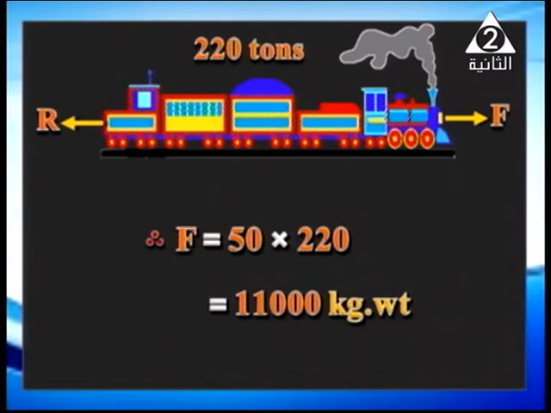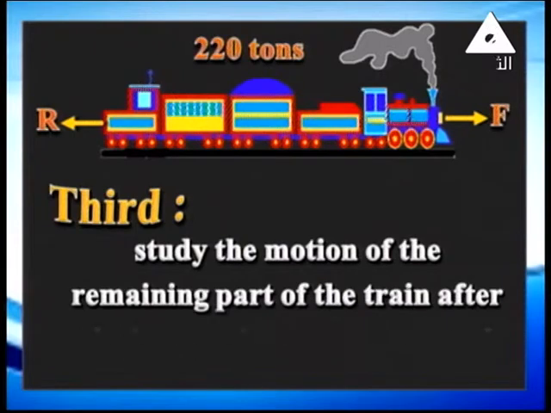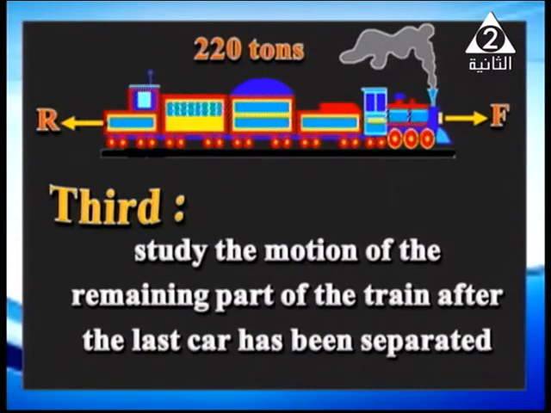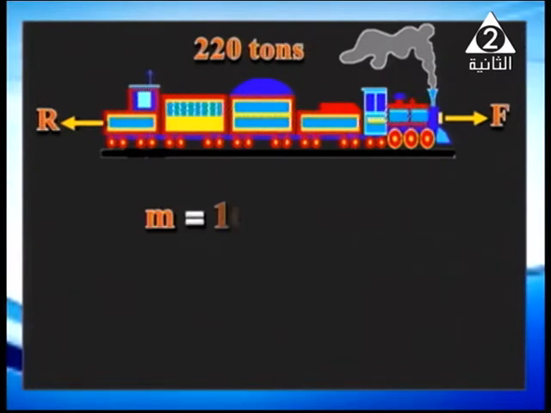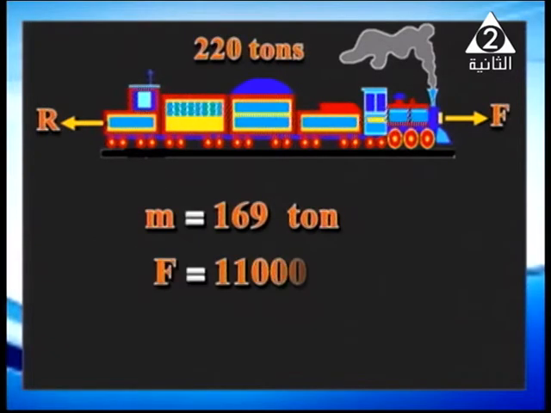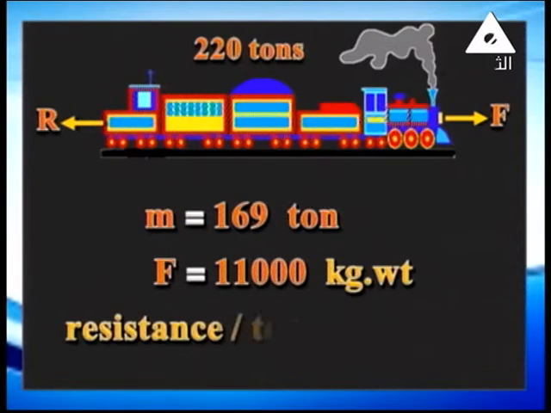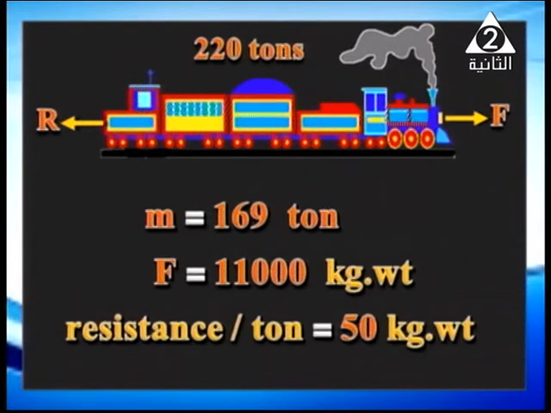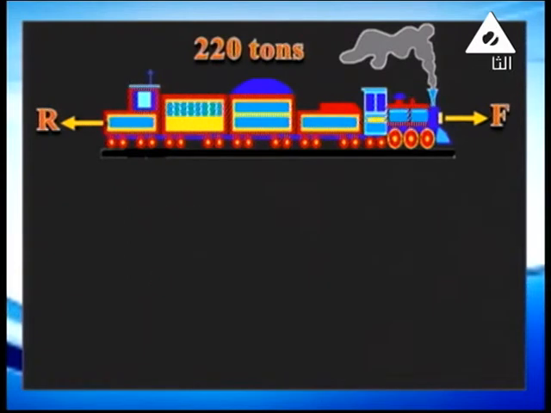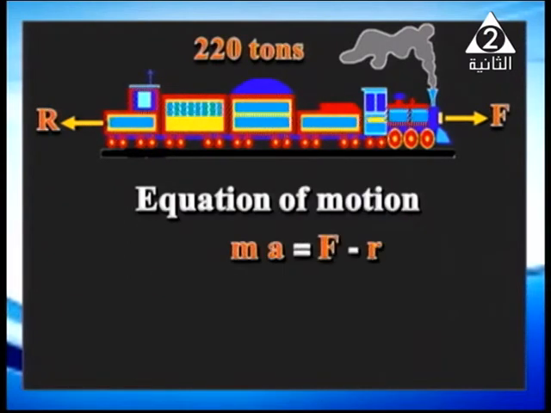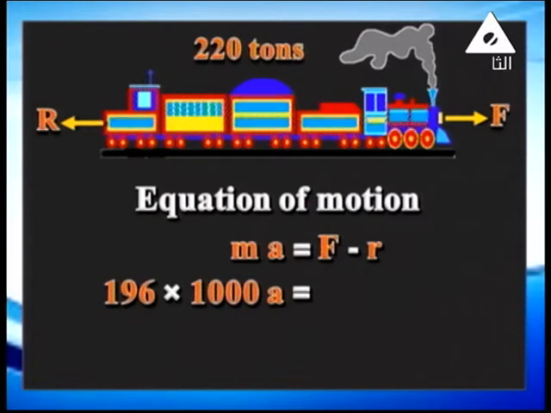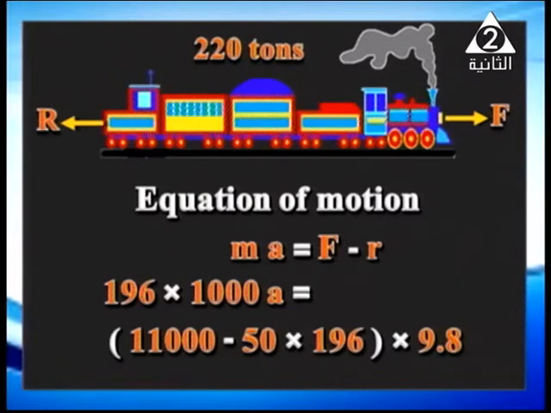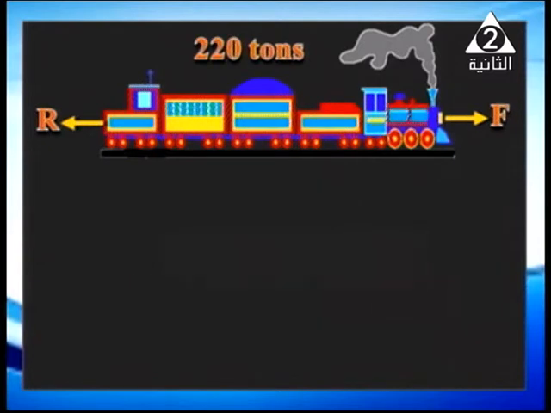Third, when we study the motion of the remaining part of the train after the last car has been separated, M equals 160 ton, F equals 11,000 kilogram weight, resistance per ton equals 50 kilogram weight. The equation of motion is MA equals F minus R. By substitution to find the value of A, therefore A equals 3 over 50 meter per second squared.